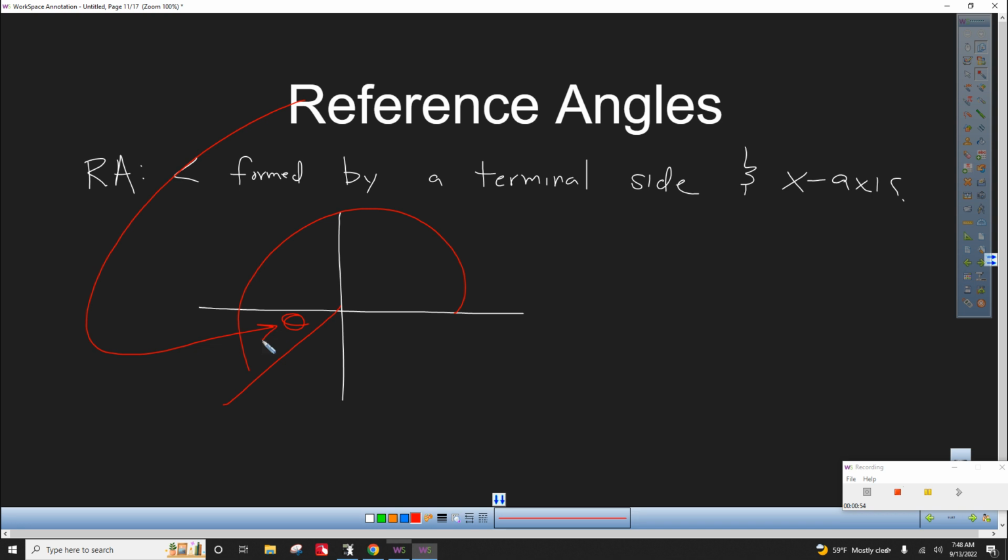Okay, it's always between the terminal side, the radius that's rotating around the origin, and the horizontal axis, no matter where it is. So if the reference angle is in the fourth quadrant, if our terminal side is there, then our reference angle is there. Okay, that's important.